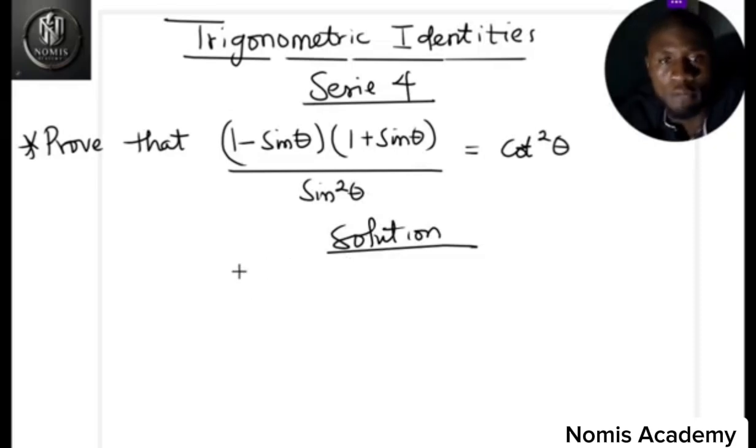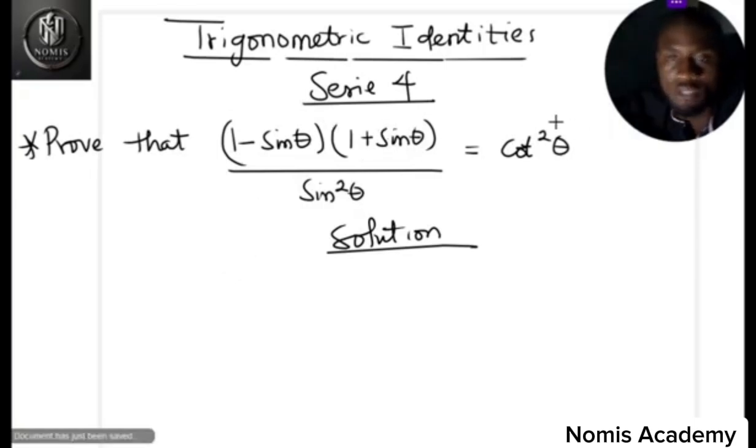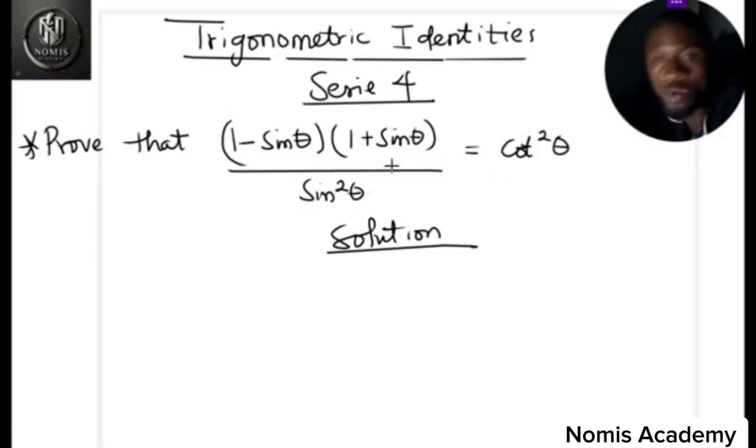So as usual, for us to make the left hand side of the equation equal to the right hand side, we would need to take one of the sides and make it look exactly like the other side. So in this video, we're going to take the left hand side of the equation and make it look exactly like what we have at the right hand side. This is our left hand side, and this is your right hand side. We're going to simplify it until we have cot squared theta, following the rules of trigonometry.